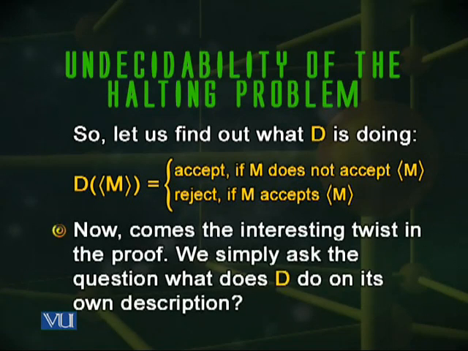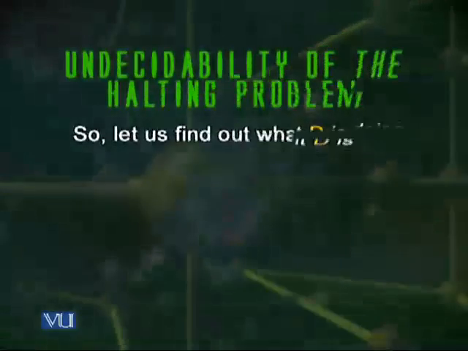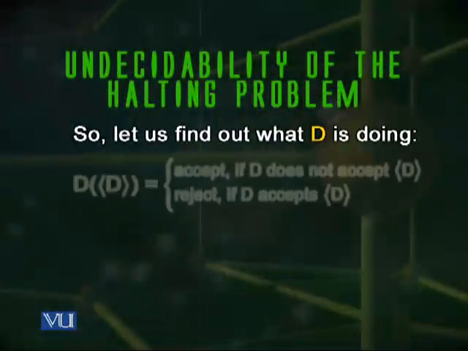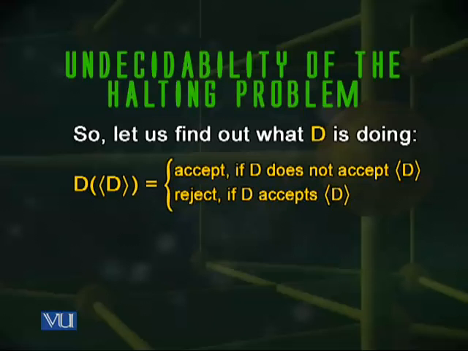Now, there is a very interesting twist in the proof. What we are going to do is simply ask the question, how would D behave if we give it its own description? All right, what would be the behavior of D if D were provided its own description as an input? Let's find out what D is doing. If we give D its own description, it will accept if D does not accept its own description, and D will reject if D accepts its own description.